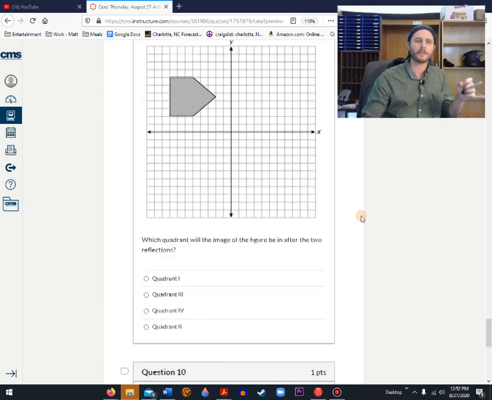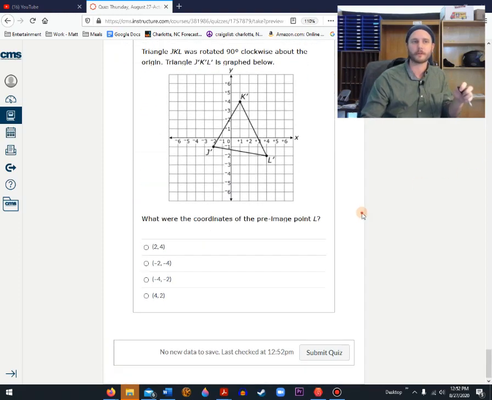The last question, the only one I warned you about at the very start. This one says that triangle JKL was rotated 90 degrees about the origin. Triangle J prime, K prime, and L prime is graphed below. This is not the original shape. It is asking what were the coordinates of the pre-image for point L.